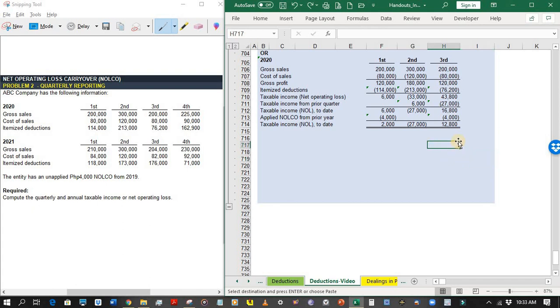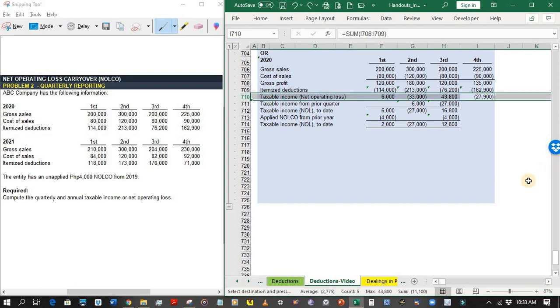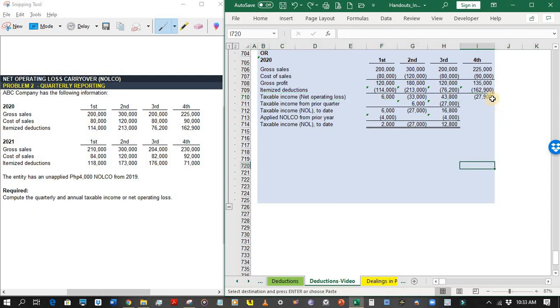Now let's go to the fourth quarter of 2020. So the fourth quarter for 2020 will start at gross sales of 225, cost of sales of 90, then we have a gross profit of 135,000 pesos. Then our itemized deduction is 162,900. Then the net operating loss for the fourth quarter, again this is non-cumulative. This row is non-cumulative. So this is 27,900. So this is for the October to December operations.